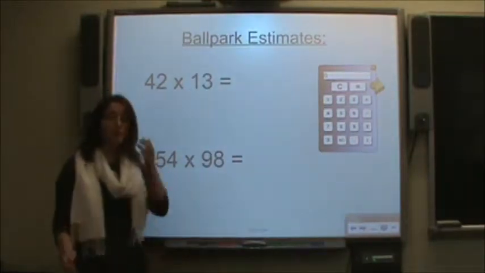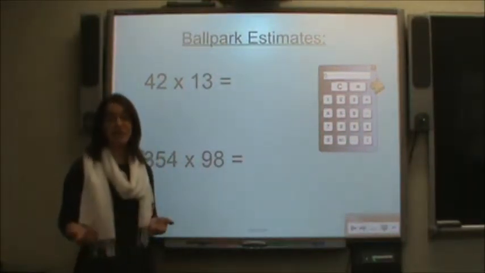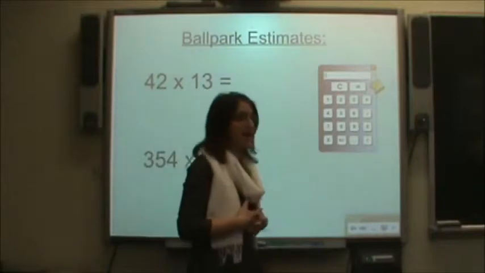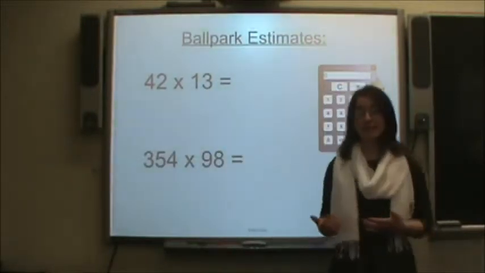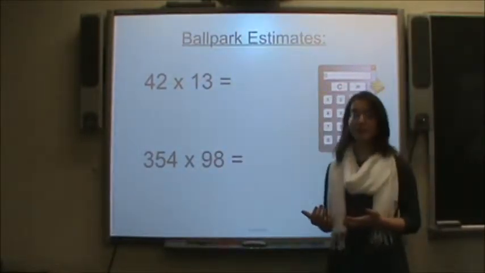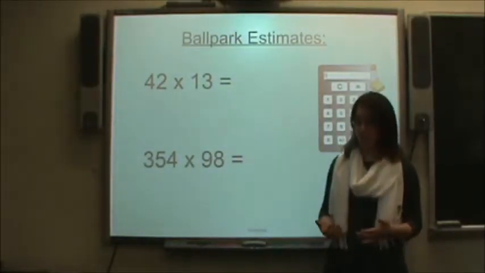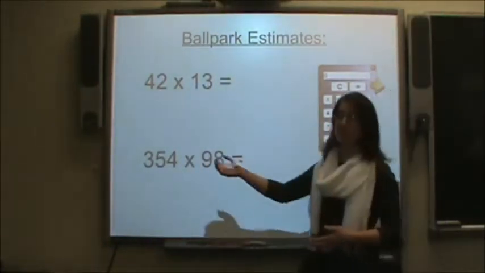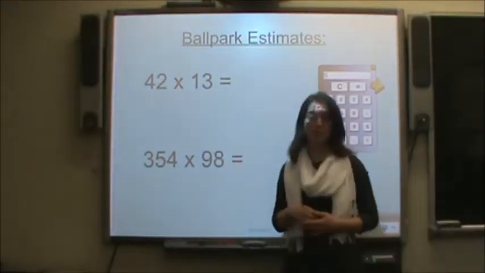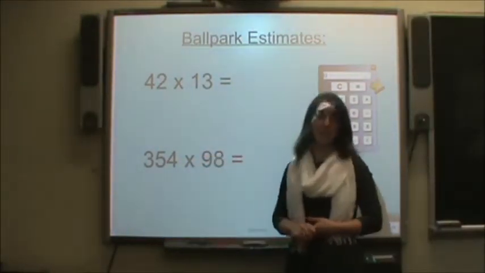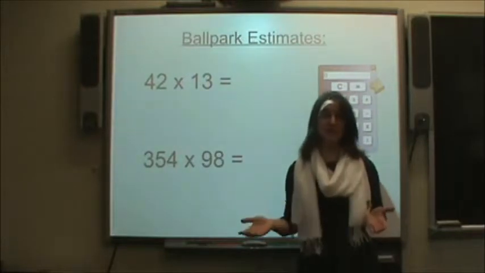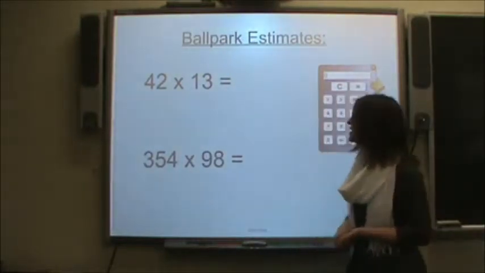And first, before we even get into the actual multiplication algorithm that I'm going to go over with you today, I'd like to go over ballpark estimates because that's something that's really important in multiplication. There's a lot of room for error when you're multiplying multi-digit numbers, which multi-digit just means it's going to be something like 42 times 13 or 354 times 98. It just means it's not going to be something as simple as 6 times 2.